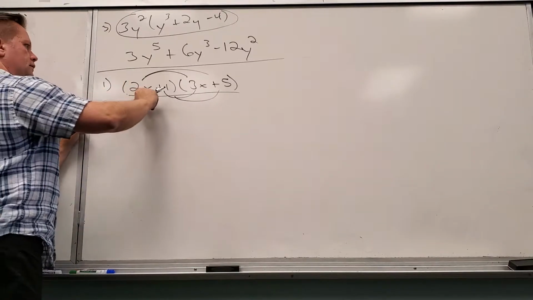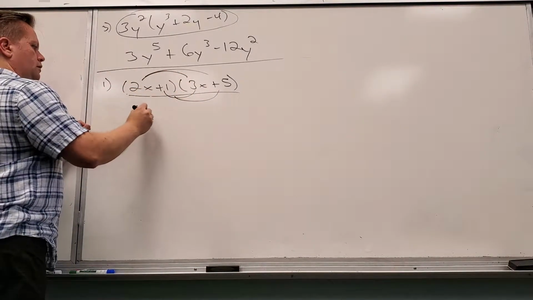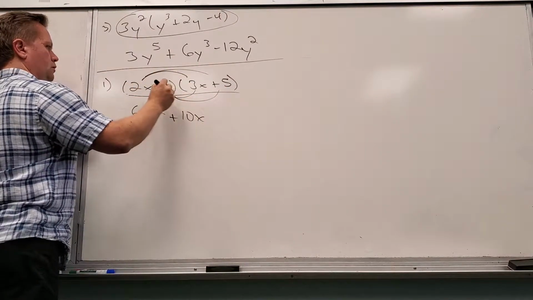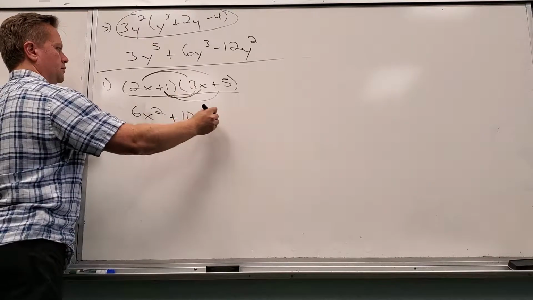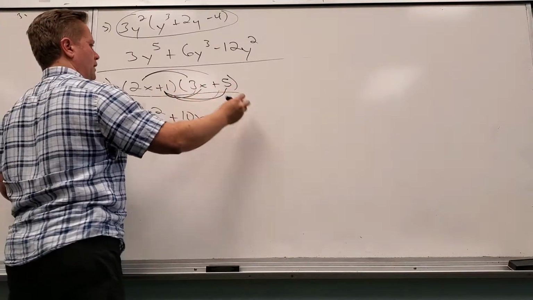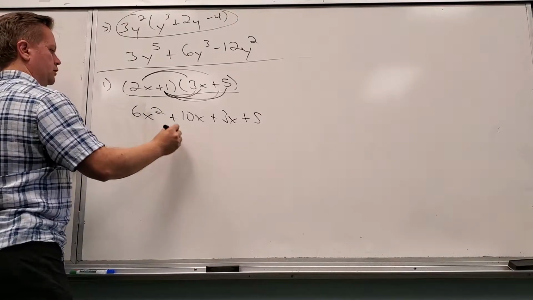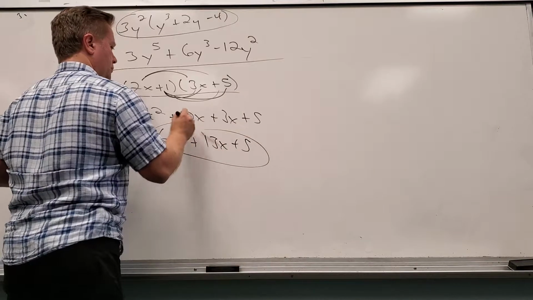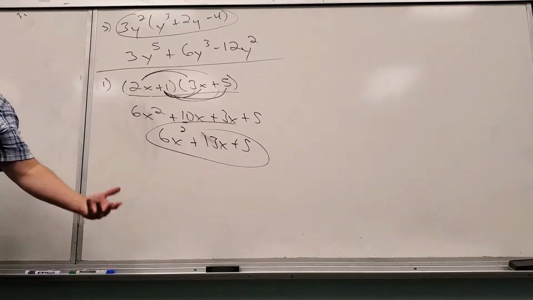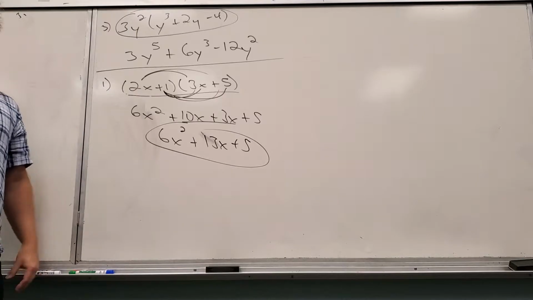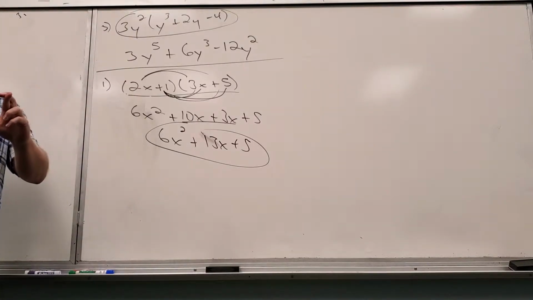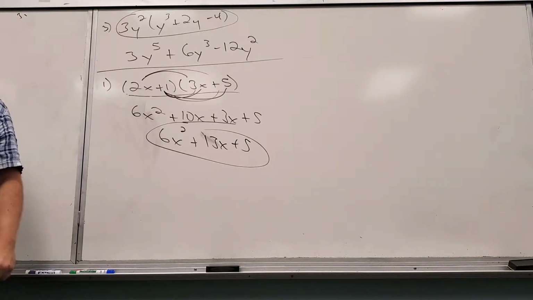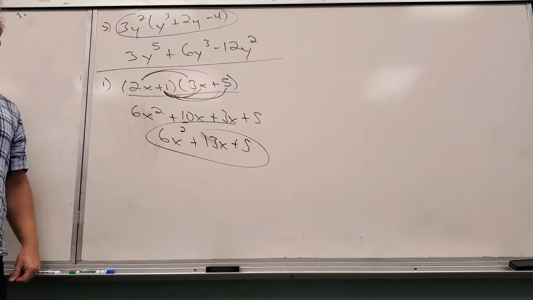So what's 2x times 3x? 6x squared. 2x times 5? 10x. 1 times 3x? 3x. 1 times 5? 5. 6x squared plus 13x plus 5. The middle term very often will be like terms, but doesn't have to be. So that is what you call FOIL. Whatever gets you through.